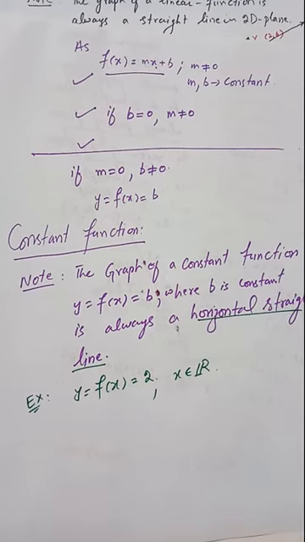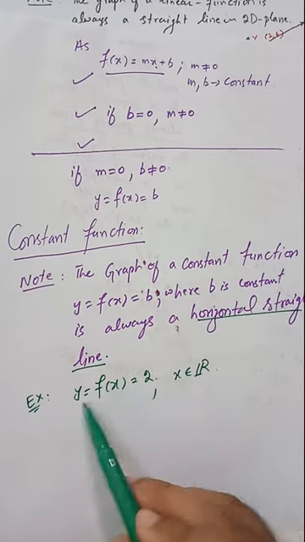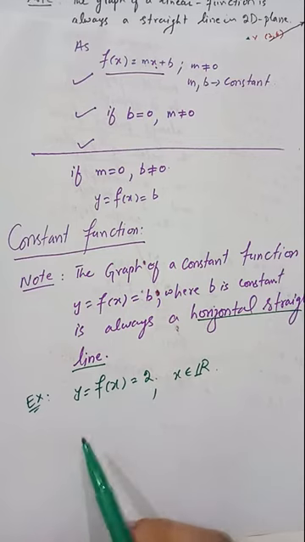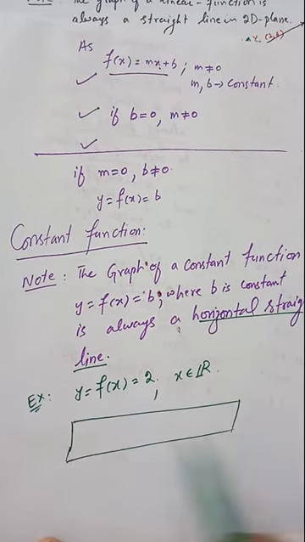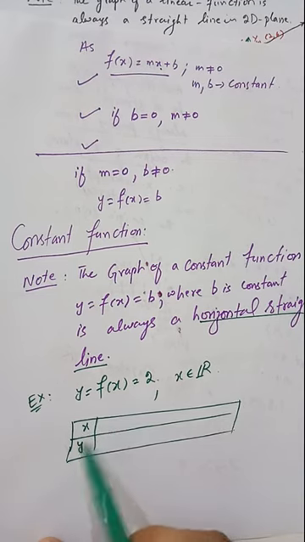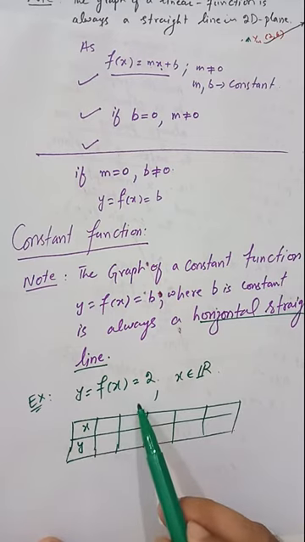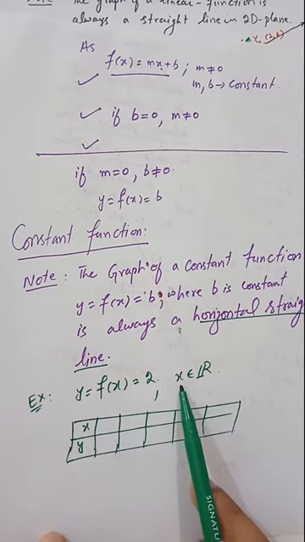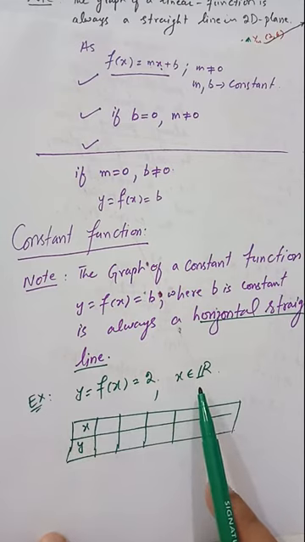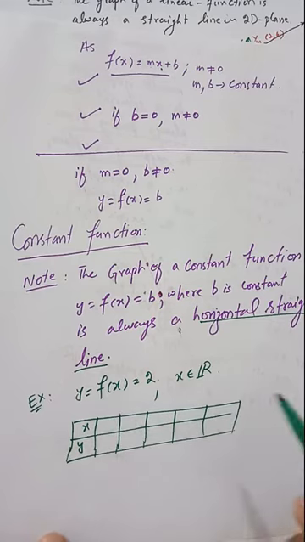Okay, so for a horizontal straight line, the line will pass through the y-axis and never pass through the x-axis. So when I put x equal to 0, y will be 2. You see that for any value of x, the y will be 2. So make a table in this fashion. You put any value of x, the y value will be 2, because this is a constant function. It will not change. And you can give any value to x from the set of real numbers because the domain of this function is the set of real numbers.